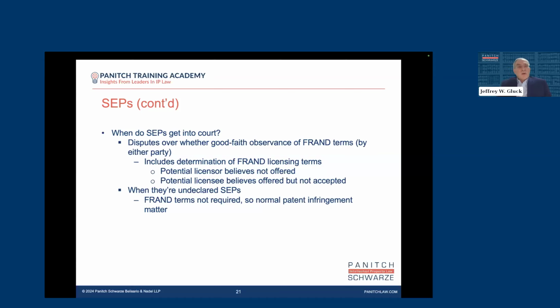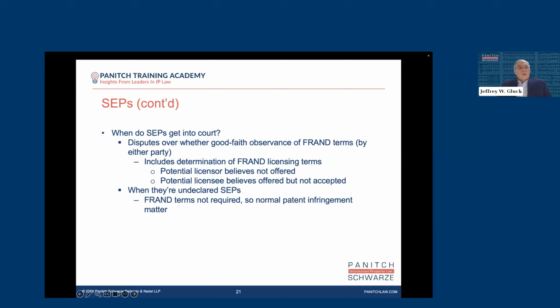So again, the whole idea of the FRAND commitment is to avoid getting into court. It's to encourage patent owners to offer licensing opportunities and to encourage implementers to enter into good faith negotiations with the patent owners.